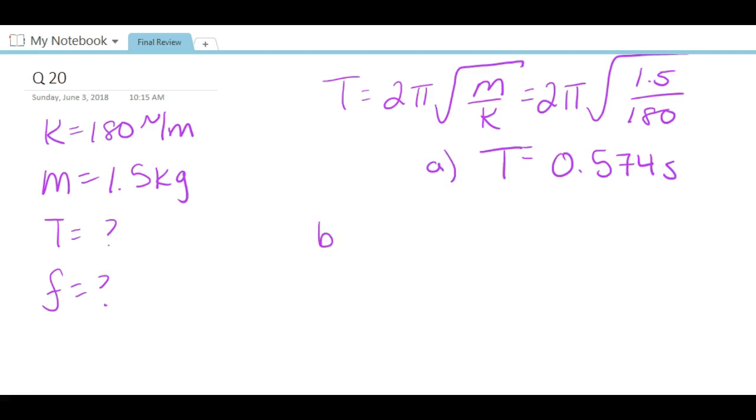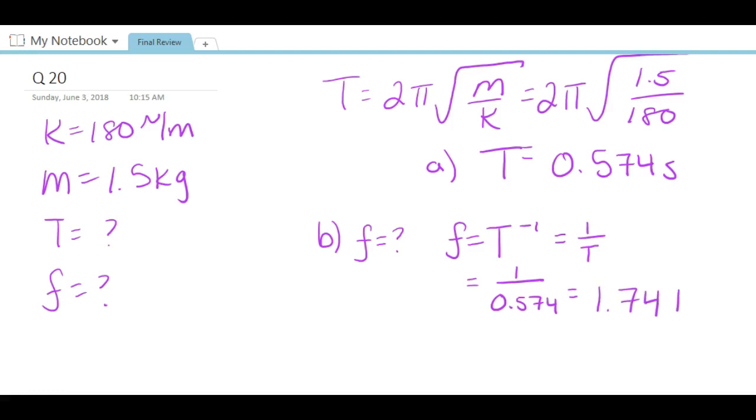Now, part B is asking to find the frequency. Now, period and frequency have an inverse relationship. So that means the frequency is the inverse of the period, and the period is the inverse of the frequency. So that means frequency is equal to 1 divided by the value we got for period. So that's equal to 1 divided by 0.574, which is going to give us a value of 1.74 hertz.